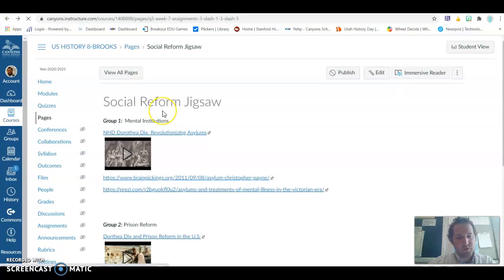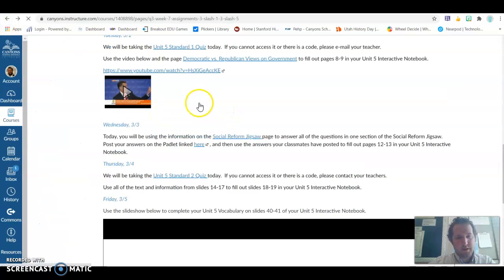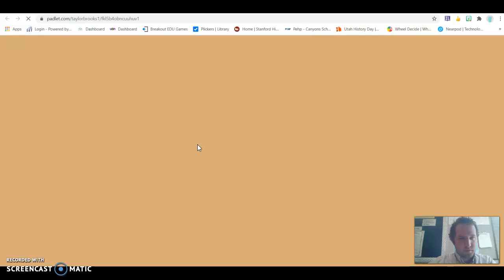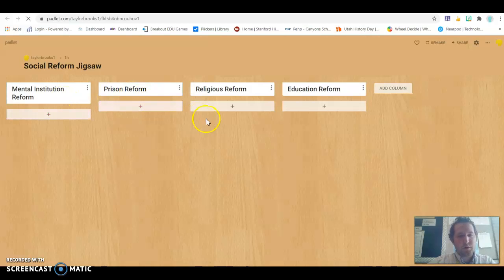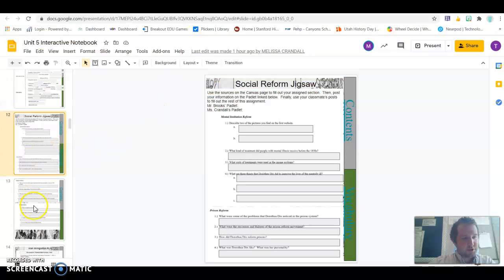Once you have answered all those questions, you're going to post your findings on this Padlet. And then you'll use your classmates. They will have stuff filled out here. You will use your classmates' information to fill out the remainder of the sections on pages 12 and 13 in your interactive notebook.